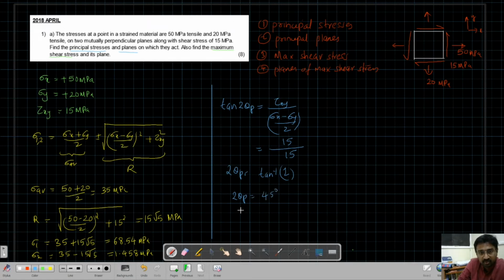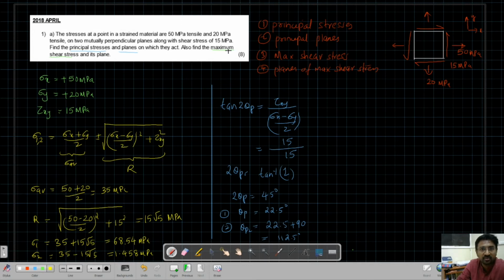So theta p is equal to 22.5 degrees. Okay. So you can also find one more plane. The second plane we can find by adding or subtracting 90 degrees. So 22.5 plus 90 degrees is 112.5 degrees. So this is also another plane. I'll explain this plane once I draw this. So this part is over.